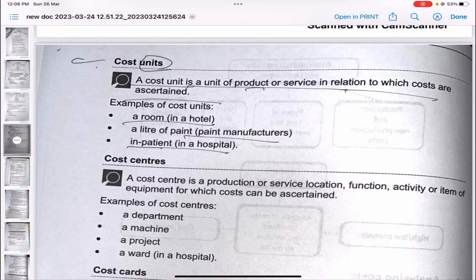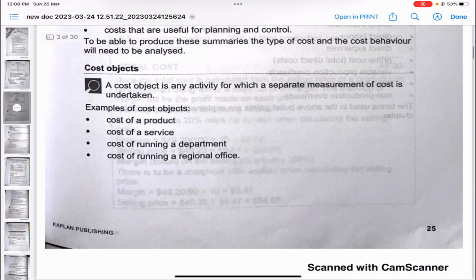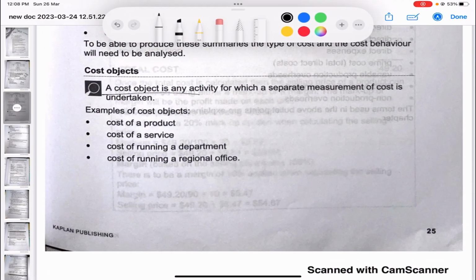Now you must be confused between cost units and cost objects. So let's quickly go and see that. A cost object is any activity for which a separate measurement of cost is undertaken. If I have a stationery business, for my paper business cost is different. For my pencil business, my cost is different. For the sales department, I can measure cost. So anywhere where you can easily measure a separate cost, that is a cost object.